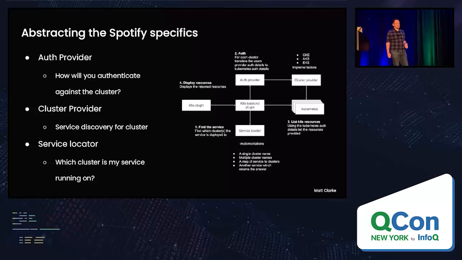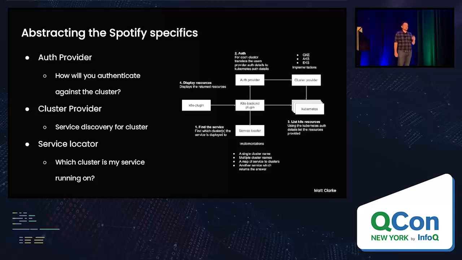The other question is, how are you going to tell Backstage how to discover where those clusters are? So you could think of the cluster provider as service discovery for clusters. And the simplest one is there's a config file and you write which clusters you want it to connect to. But it can get as complicated as you point it towards a cloud provider API and it just configures itself.